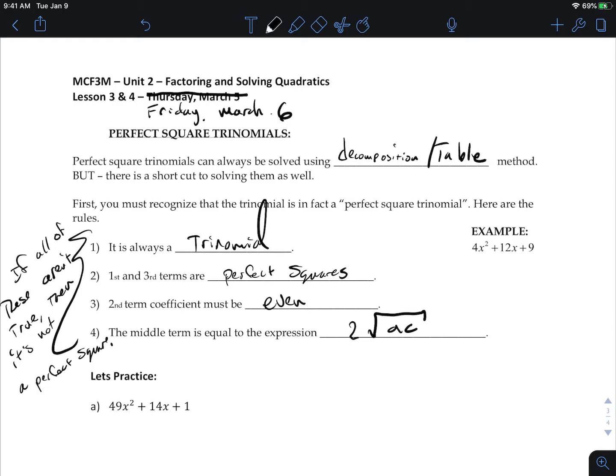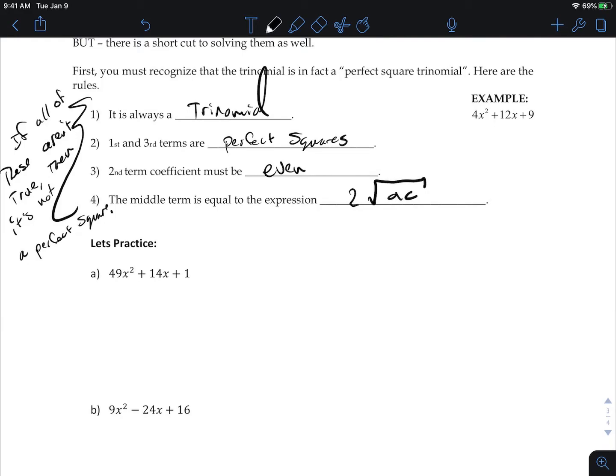We'll do a couple questions here. So if I check it with A right here, 2 times, what's the A value? 49. 49 times 1 is 49. The square root of 49 is 7, which is equal to 14. So that tells me that the B value, there's the 14. So I know it checks that, right? We're good.